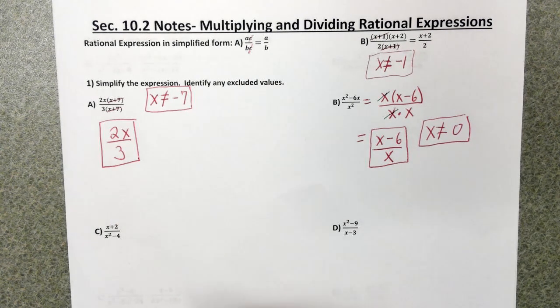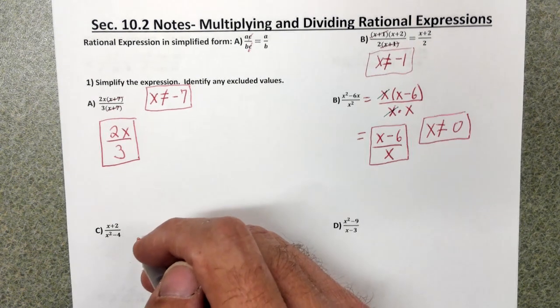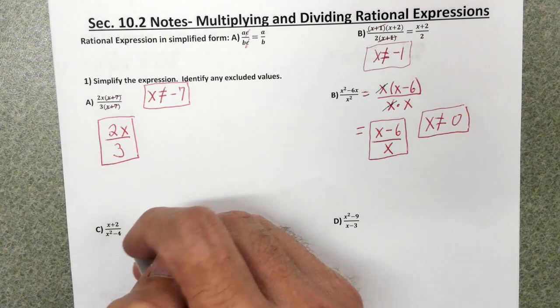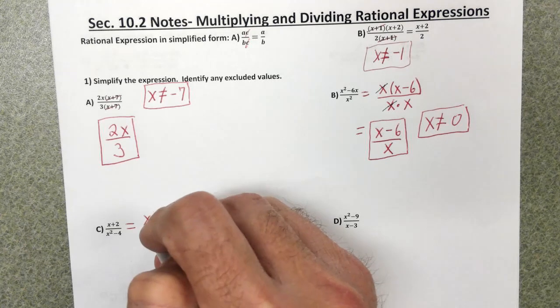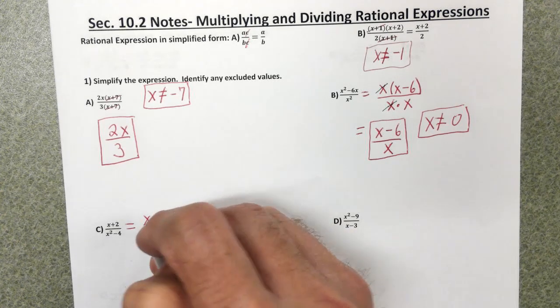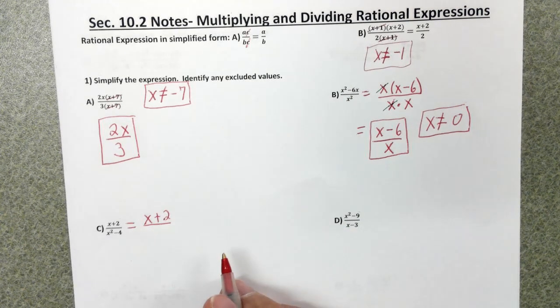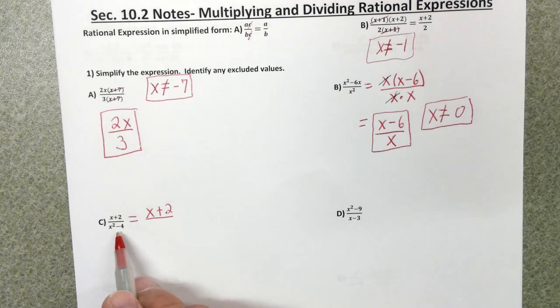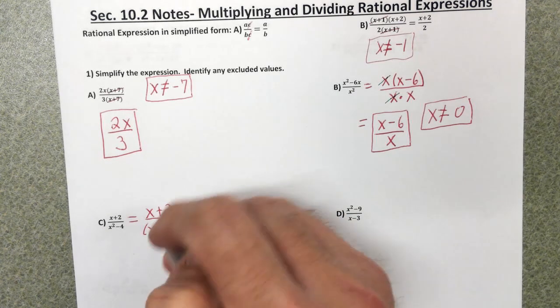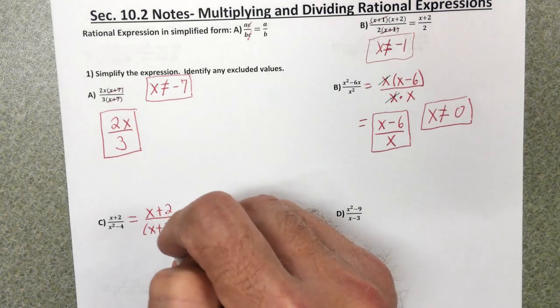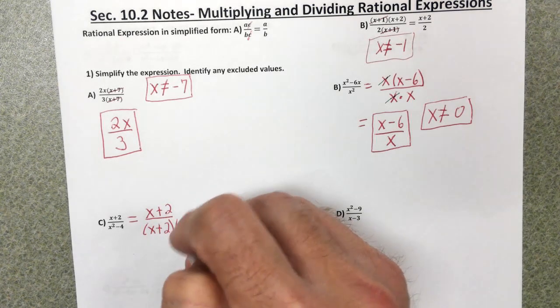All right, on C, we have x plus 2 over x squared minus 4. There's nothing to factor on the top, so that's just going to leave us with x plus 2. On the bottom, that is the difference of squares. It's a perfect square minus a perfect square. So we're going to factor that down with our difference of squares to be x plus 2 times x minus 2.